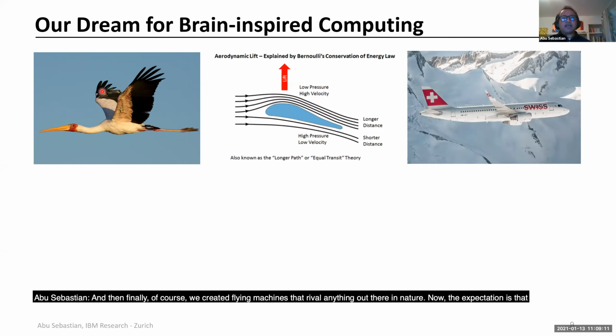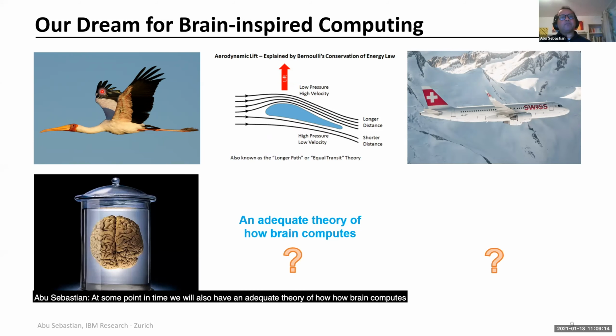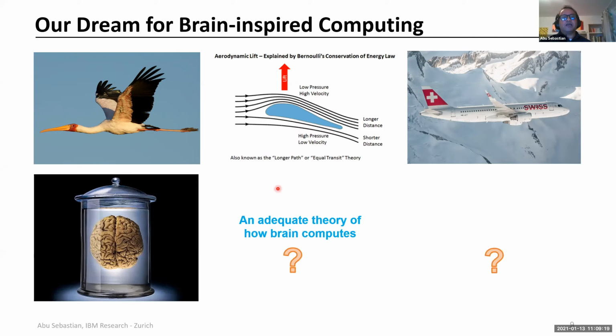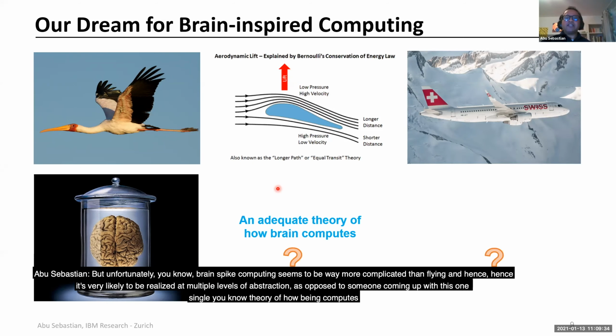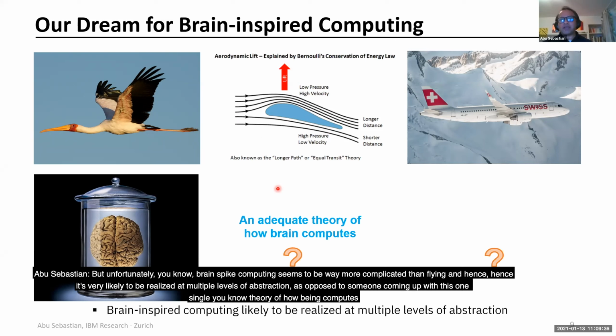Now, the expectation is that at some point in time, we will also have an adequate theory of how the brain computes. To paraphrase Lady Lovelace, this calculus of the nervous system, right? That's what we're looking for. And then we should be able to create genuine thinking machines, which could potentially rival natural intelligence at some point. But unfortunately, brain-inspired computing seems to be way more complicated than flying, and hence it's very likely to be realized at multiple levels of abstraction, as opposed to someone coming up with one single theory of how the brain computes.